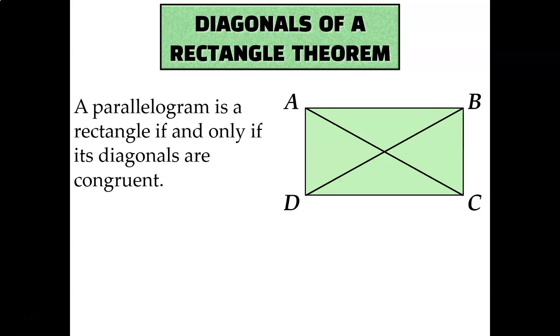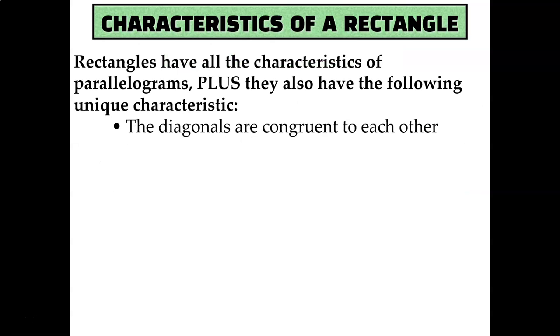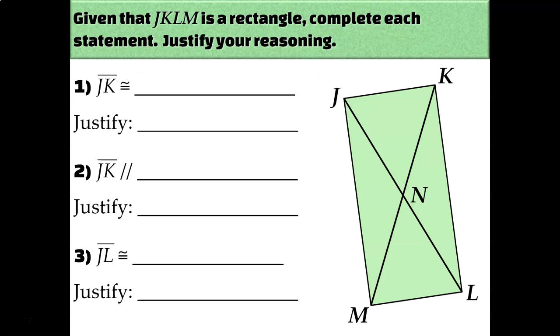Not only do they bisect each other, which is what we learned about parallelograms, but if it's a rectangle, then the diagonals are actually the exact same length. So all of the things that we know about parallelograms, plus the fact that they have 4 right angles, plus the fact that they have congruent diagonals, there's a lot to love about rectangles. So let's put this new knowledge to work.